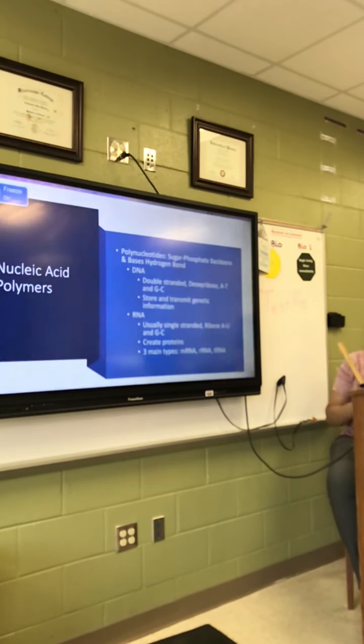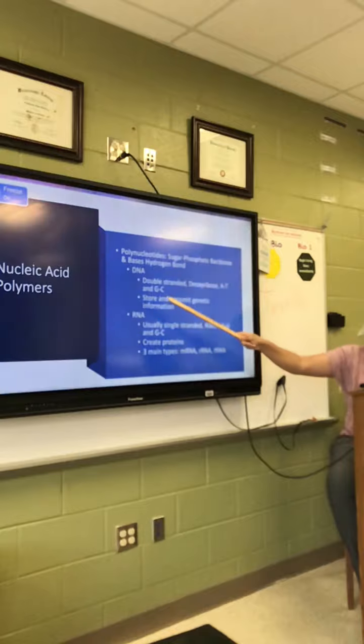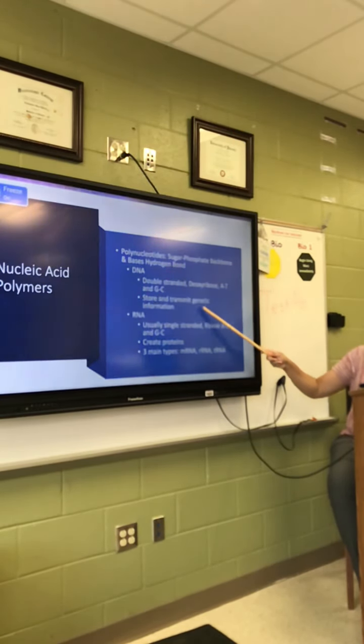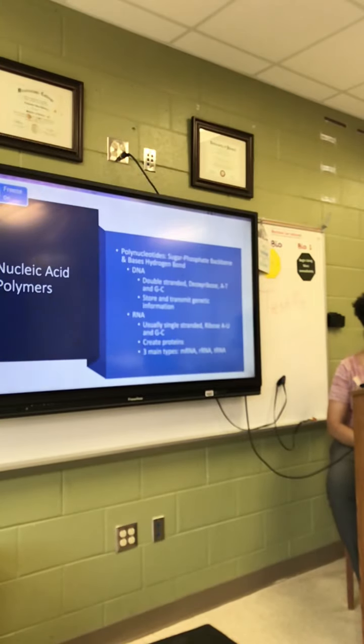Now, the function of DNA, make sure you write this on your sheet. The function of DNA is to store and transmit genetic information. Your genes, the reason why you look the way you look, the reason why your body responds to certain foods and chemicals the way they do is because of the genetic code that is encoded in your DNA on your chromosomes in all of your cells. Can you repeat it again? It's right here. Store and transmit genetic information.